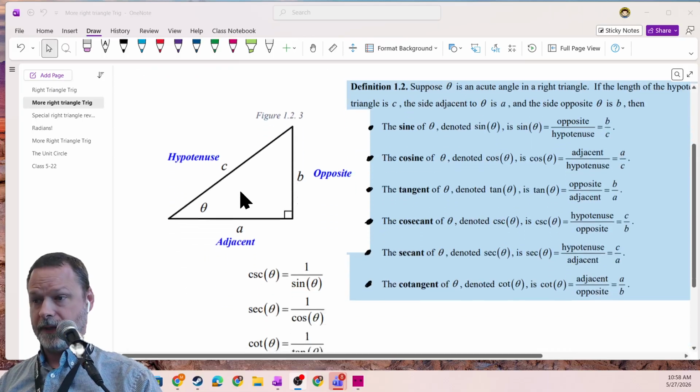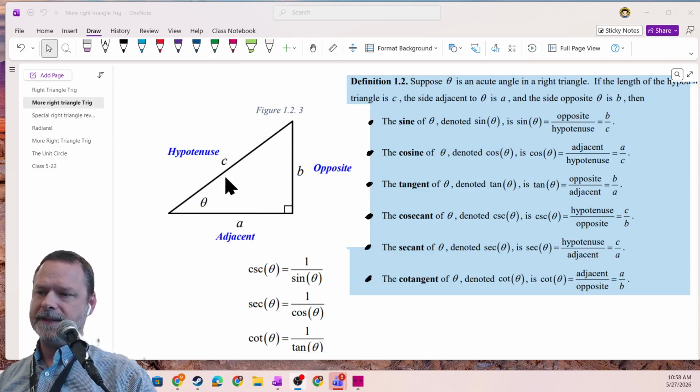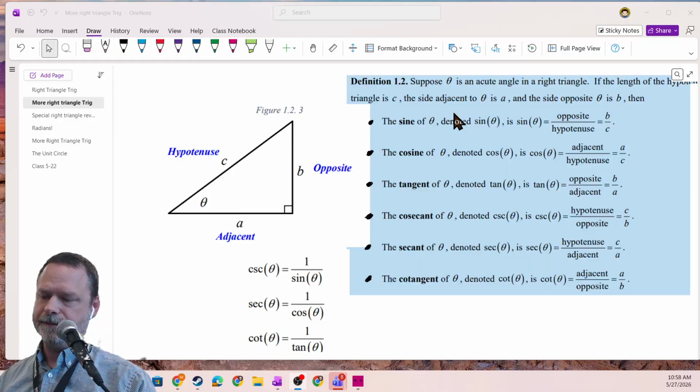So here's a diagram. We're going to go off of this. Here's my theta. So we got our opposite, adjacent, our hypotenuse labeled, and their lengths. The adjacent length is A, the opposite length is B, the length of the hypotenuse is C. So sine, cosine, and tangent we talked about already. Sine is opposite over hypotenuse, cosine is adjacent over hypotenuse, and tangent is opposite over adjacent.